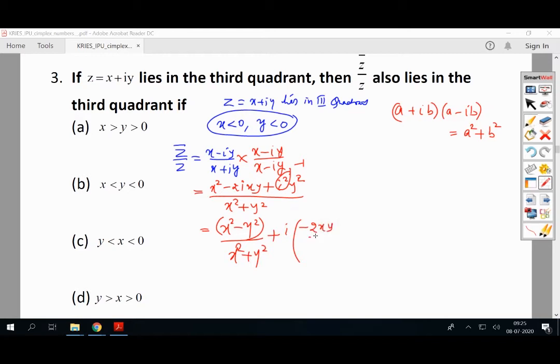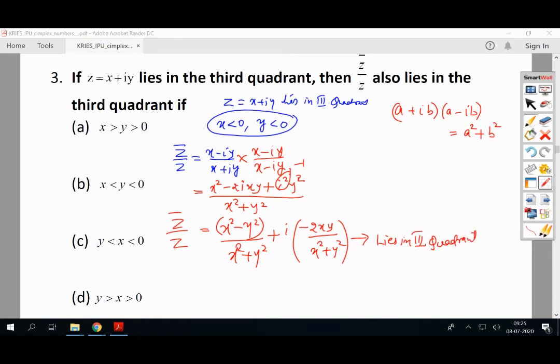So they have given that this also lies in the third quadrant. So this lies in the third quadrant. This is the question they have given. Understood? So now what you have to do, when does this lie in the third quadrant? So real part also negative, imaginary part also negative should be there.